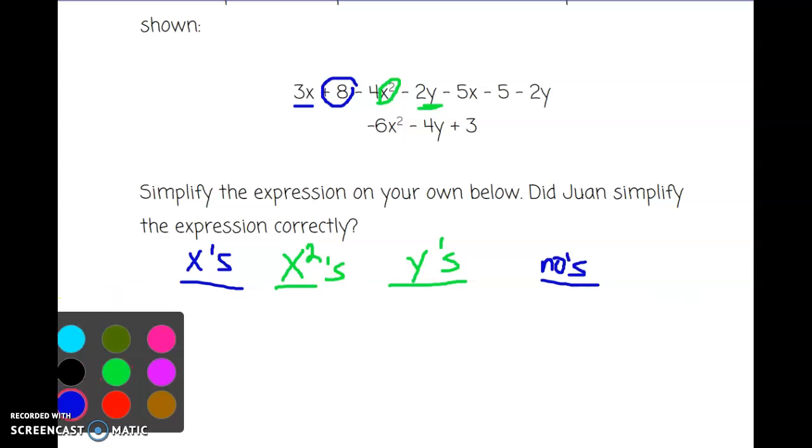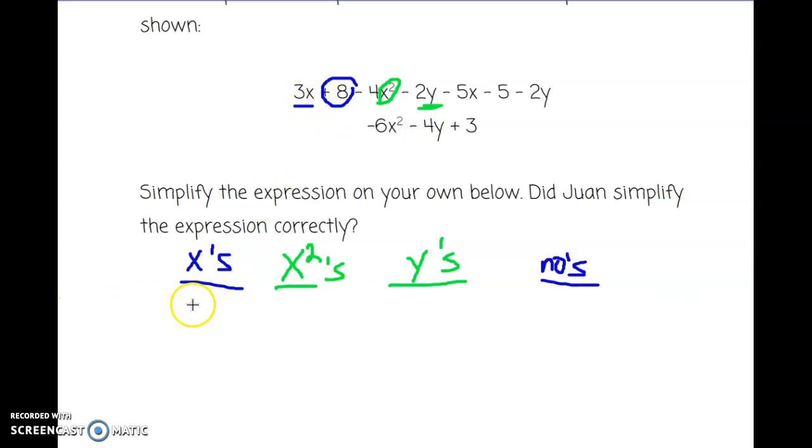So if I look at my x's, I have a 3x here, so I'm going to go ahead and put that there. And it's positive, so if you feel comfortable putting the plus sign, you can. I have a positive 8 for my no's, so I'm going to go ahead and put that positive 8 right here. I have a negative 4x squared, so I'm going to go ahead and put negative 4x squared under my x squared column. I have a negative 2y, so I'm going to go ahead and put that under the y column.